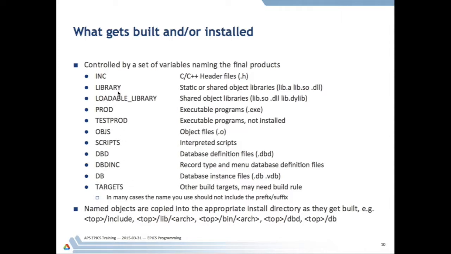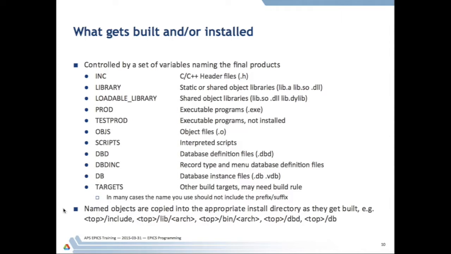In many cases, the name that you specify in these things doesn't include any prefix or suffix. So your libraries, in general, the name that you put into the library is the thing that's going to go after the lib but before the dot. So if you're building libca.a or libca.so, you just specify library equals ca, and then the build system takes care of, oh, I know I need to add the suffix and the prefix to this name before I actually try and build it. And all those named objects that are listed in these variables then get copied into the appropriate install directory as they get built. So into the include, lib, bin, dbd, db, and so on. And there are some others as well.